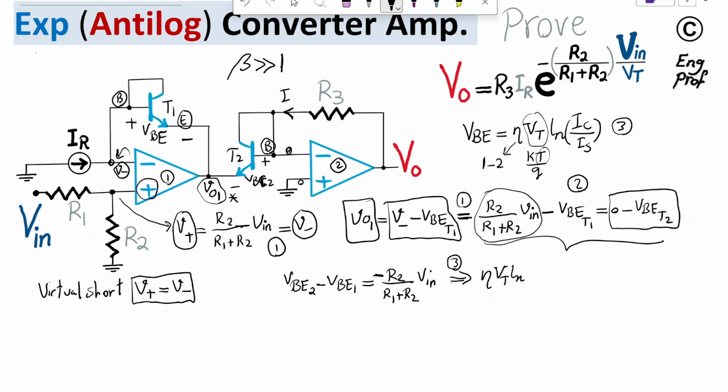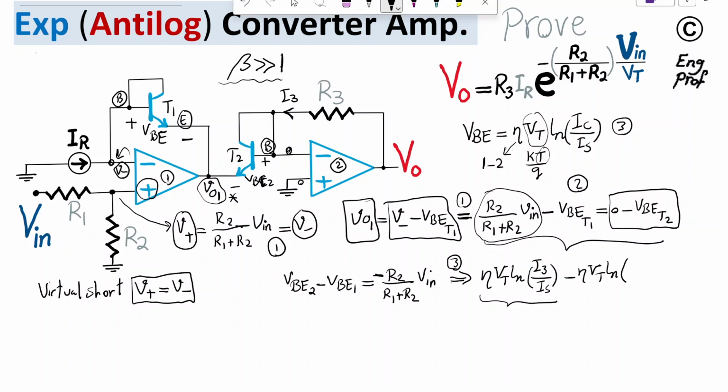through R3 or I3, let's say, is basically the current of transistor T2. So I'm going to just do I3 over IS. So that's a substitution for VBE2. And then minus eta Vt, natural logarithm. For VBE1, same thing. Beta is much larger than 1.